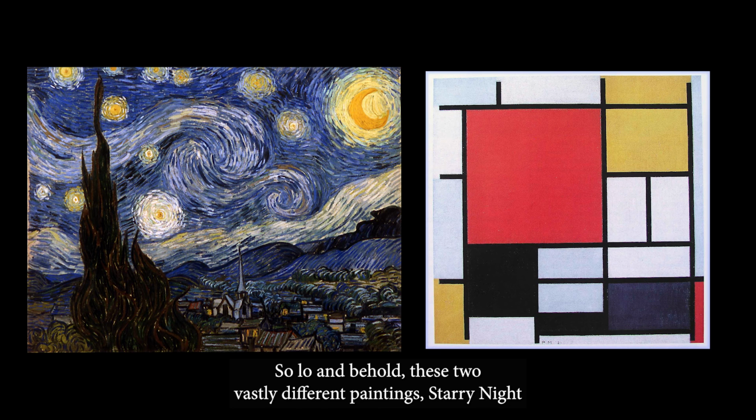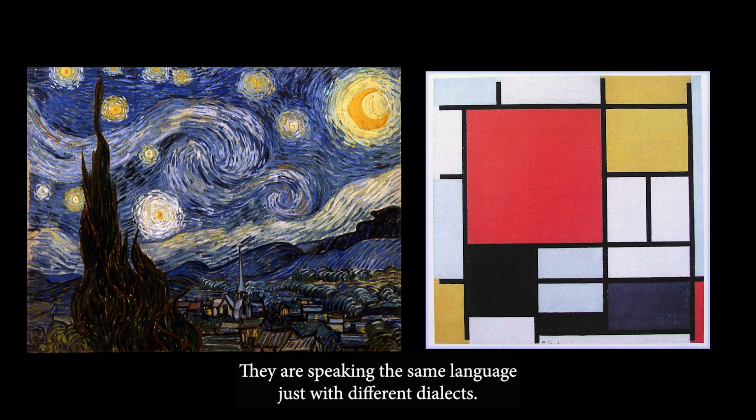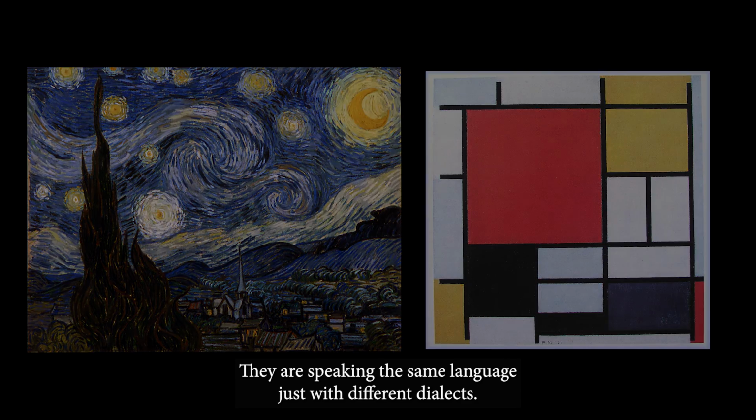So, lo and behold, these two vastly different paintings, Starry Night and Composition in Red, Blue, and Yellow, are saying much the same thing to us. They are speaking the same language, just with different dialects.